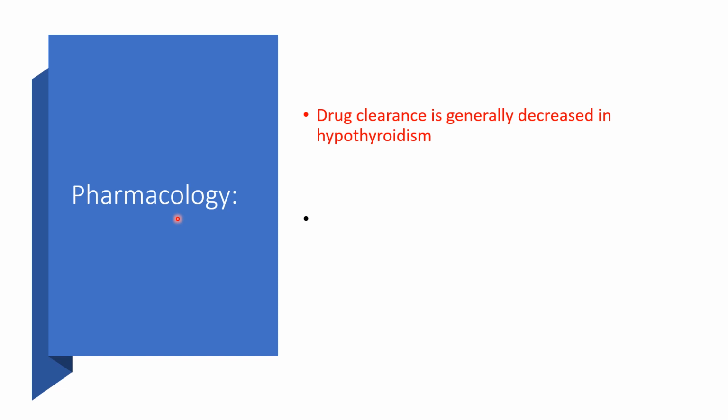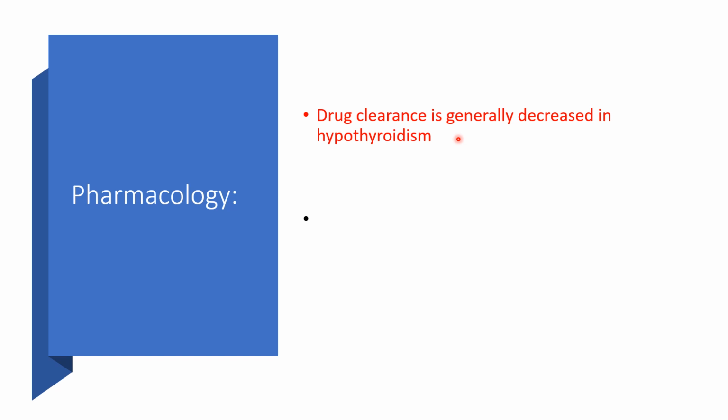Pharmacology, somebody say, so hypothyroidism will affect medication. Yes, it will. Drug clearance is generally decreased in hypothyroidism. Let me explain this. It's just one point, but a very serious one. When drug clearance is decreased, it means the effect of that drug will be prolonged. So be careful when you have given somebody medication and you don't know the capability of the thyroid gland.